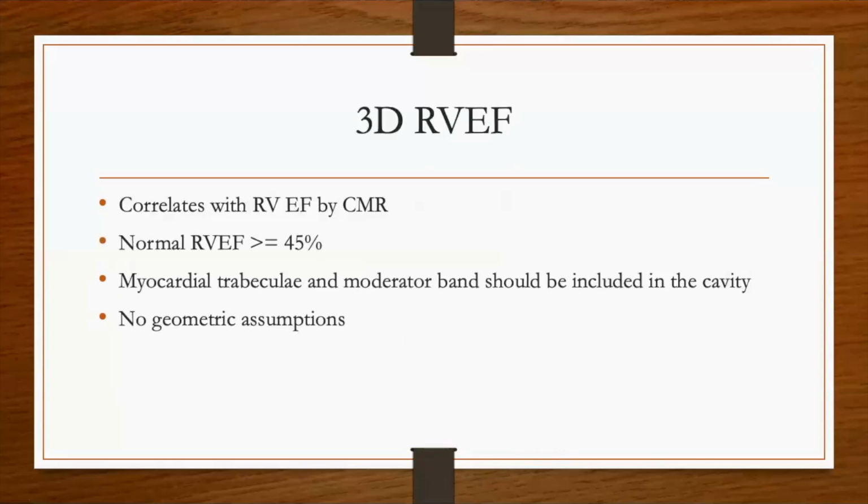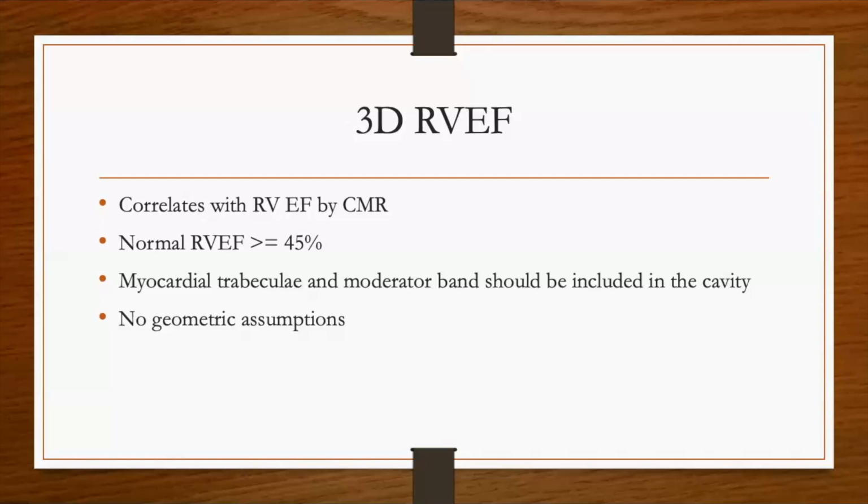And then the last one is the 3D RV ejection fraction. It correlates with RV ejection fraction from cardiac MRI, in the normal over 45%. Again, I think this is one of those methods where the data and the numbers in terms of pathological cases have not been well established, and it is a time-consuming way of assessing right ventricular function. It does require some training to work with the software and for the sonographers to be able to do this.